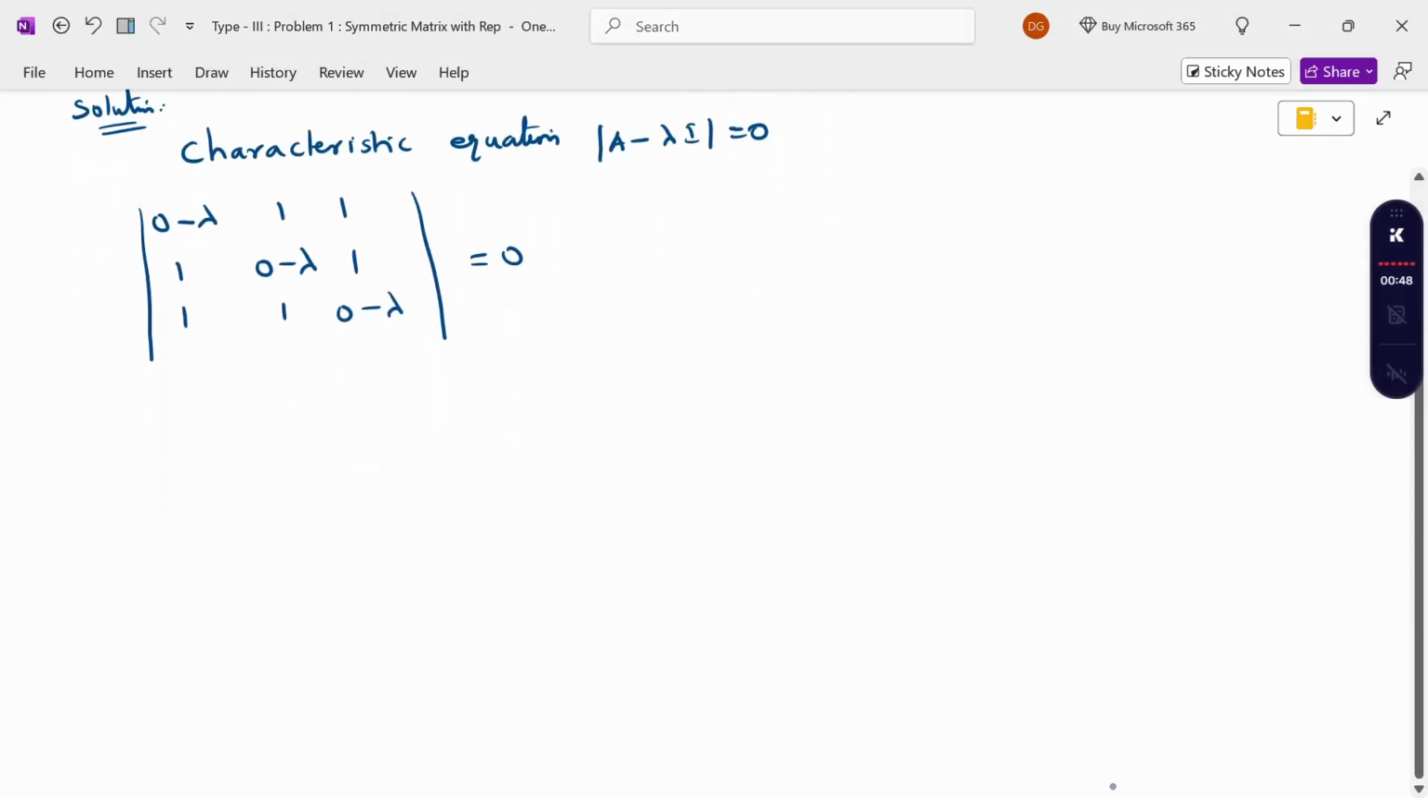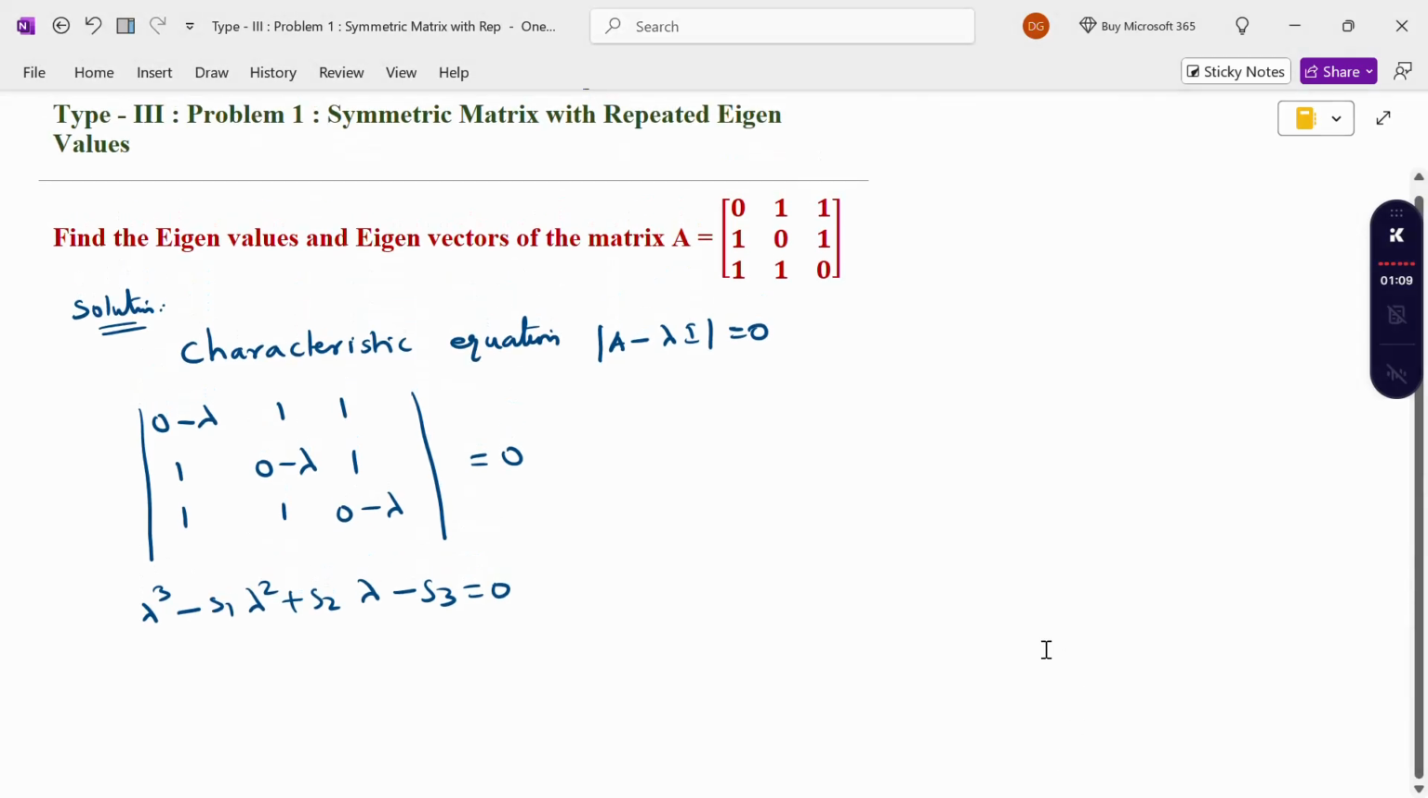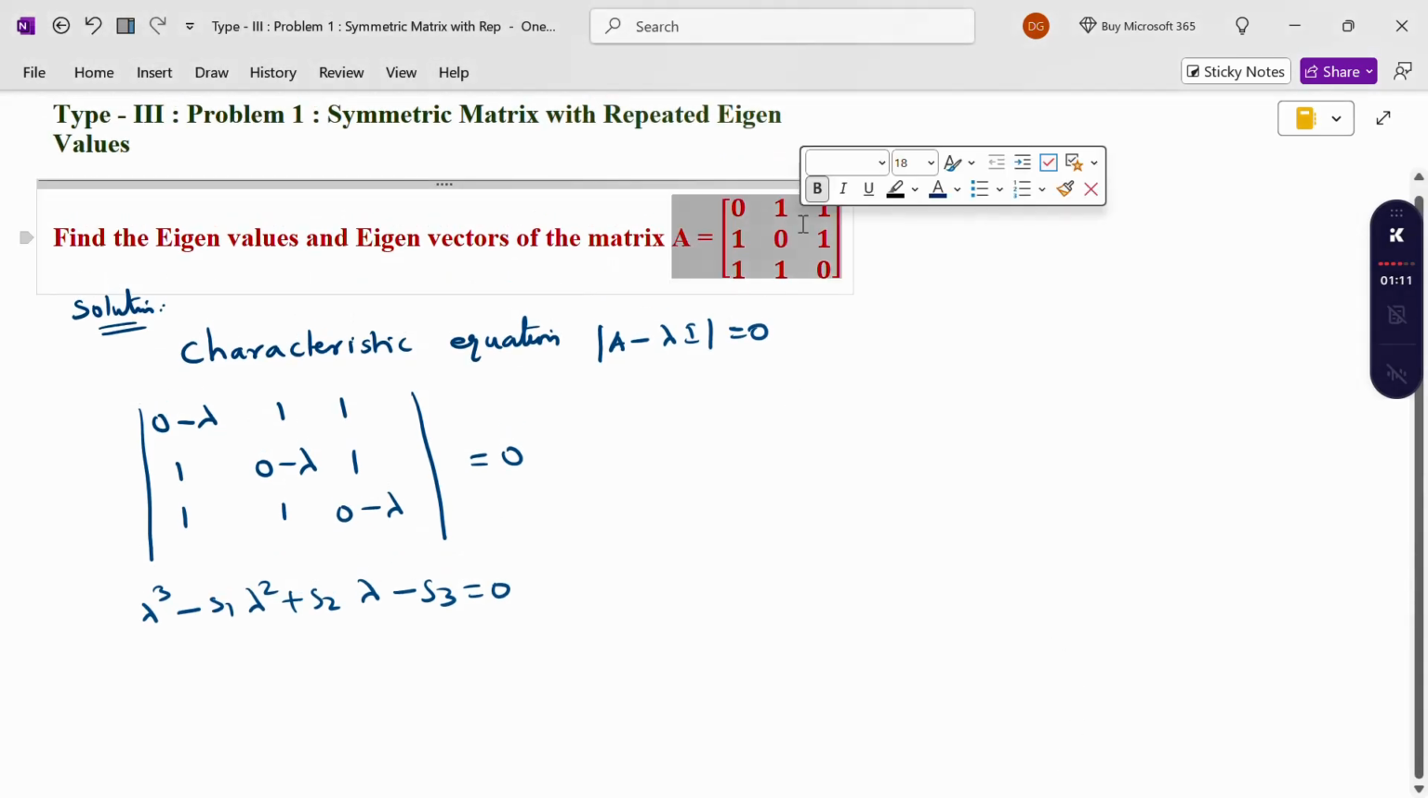Now we expand this as usual in the normal form, giving a cubic polynomial. Once this characteristic equation is expanded, it comes as the cubic polynomial lambda cubed minus S1 lambda squared plus S2 lambda minus S3 equals 0. So this is our cubic polynomial for this given matrix. Now to calculate S1, what is S1?